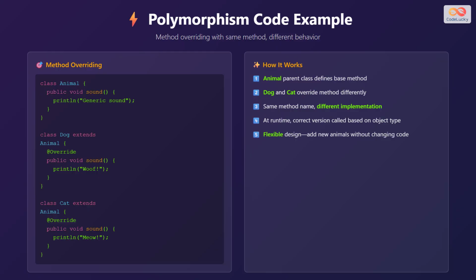Now let's see polymorphism in action through method overriding. The animal class defines a base method called sound that prints a generic message. The dog class extends animal and overrides this method to print woof. Similarly, cat class extends animal and overrides the same sound method to print meow. Notice that both dog and cat have the exact same method signature as their parent class, but with different implementations.